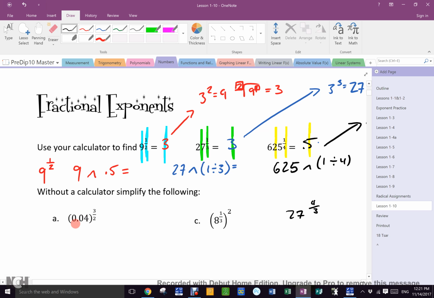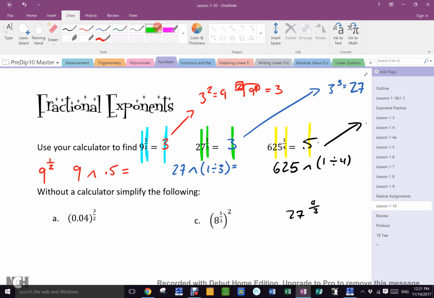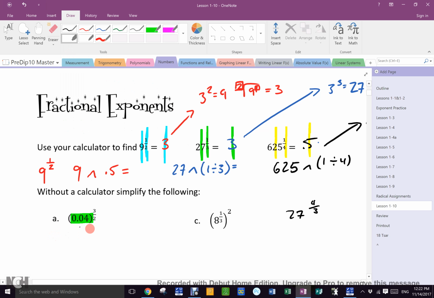So, what do you see here? You see a base of what? 0.04. Now, 0.04 as a base is also 4 over 100, correct? So this is also 4 over 100, correct?